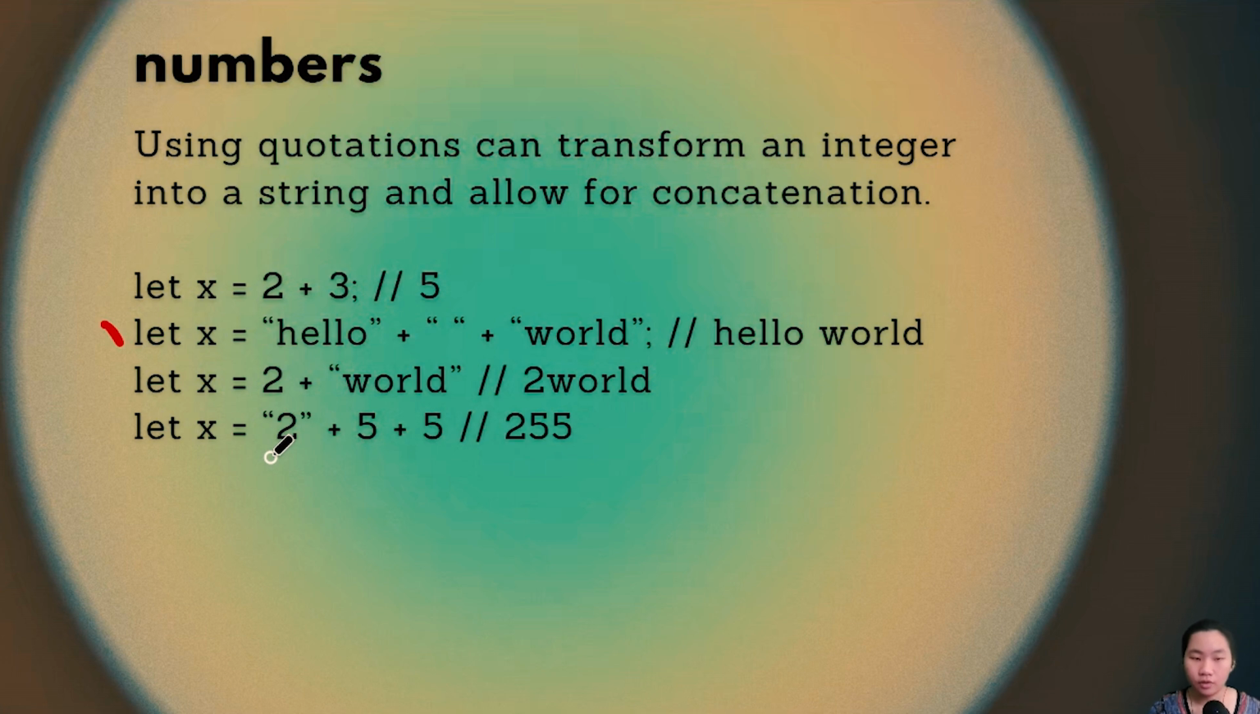Now, if you make an integer a string by using quotation and you add it to some more integers, it will evaluate into a string for all three of them. So you would have 255. So it's not going to be 210, or it's not going to be 2 plus 5 plus 5. Okay, they will be all treated as string, and it's very interesting. You can experiment around a little bit. You can try with the Boolean values and the floats.